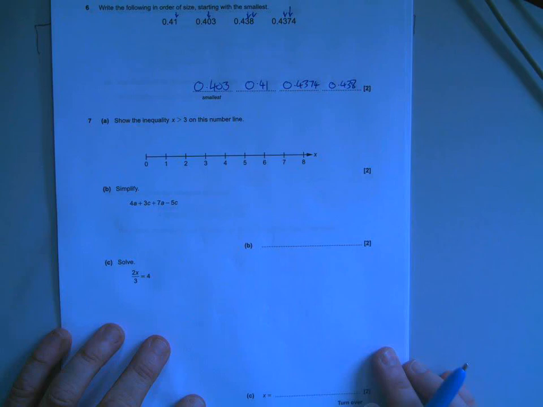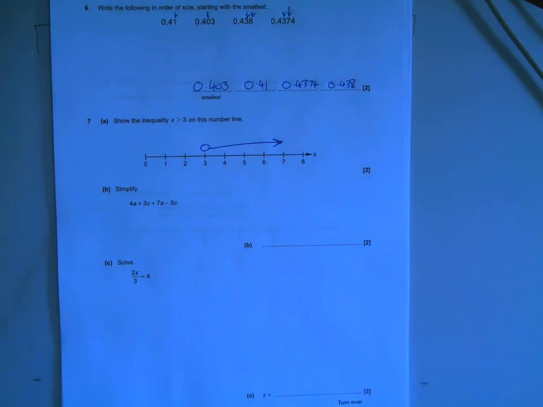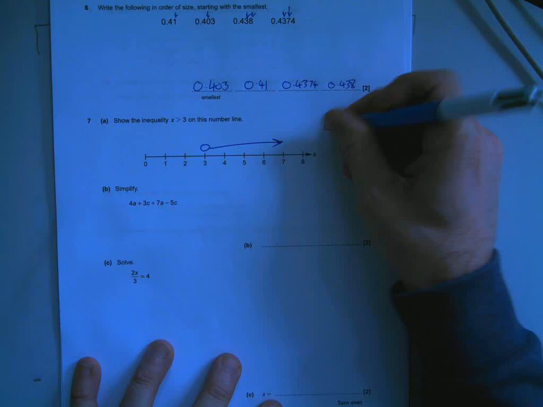Next, 7a. Show the inequality x is greater than 3 on the number line. Done. Okay, that's the difference between an open circle being greater than, and for your own benefit, a closed circle is either less than or equal to, or greater than or equal to.